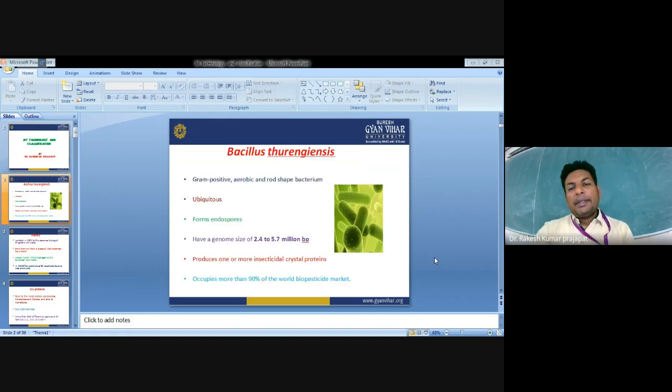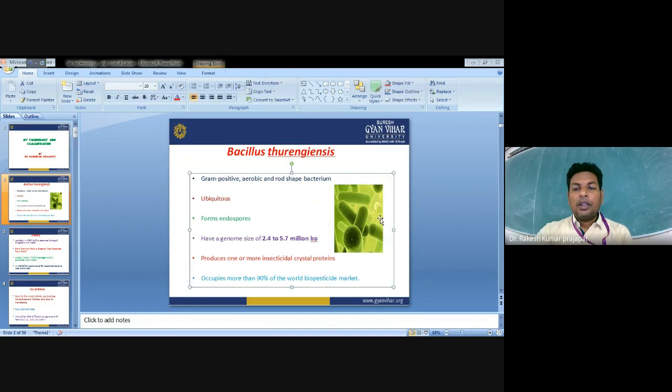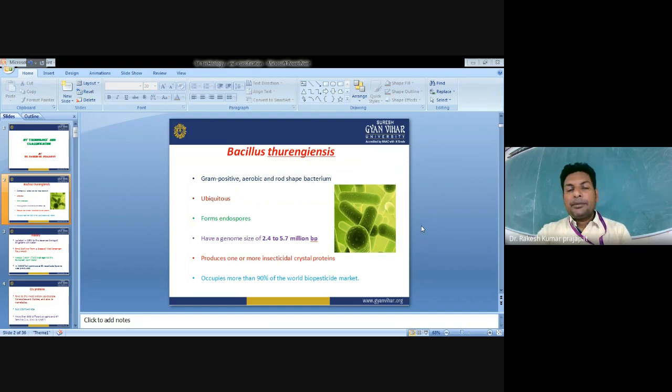Bt, as I told you, Bacillus thuringiensis, is a gram-positive bacterium, which is aerobic and rod-shaped, as you can see in the picture. It is ubiquitous, found everywhere, so it is not difficult to isolate a culture of this bacterium. It forms endospores. Its genome size ranges from 2.4 to 5.7 million base pairs.